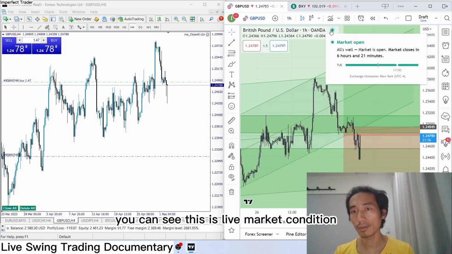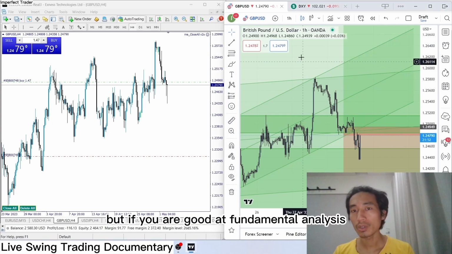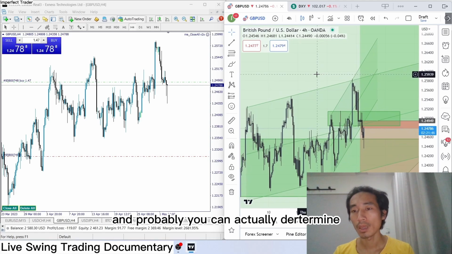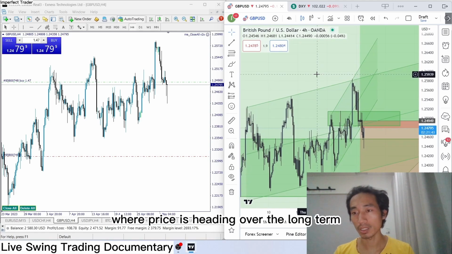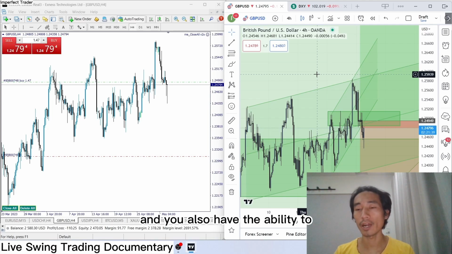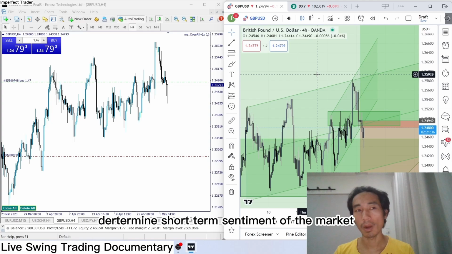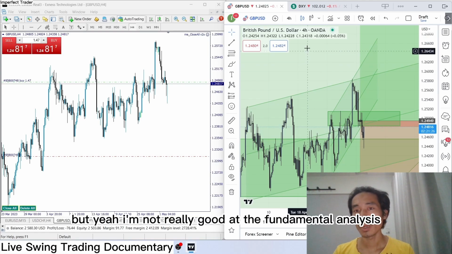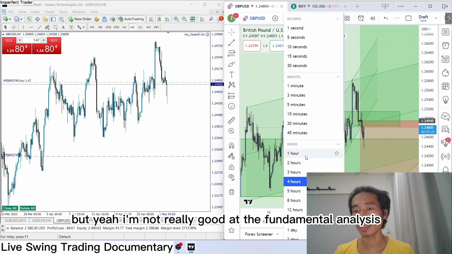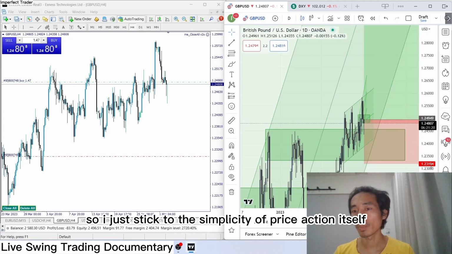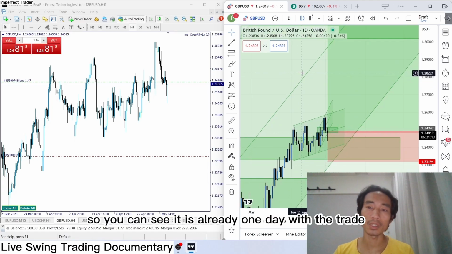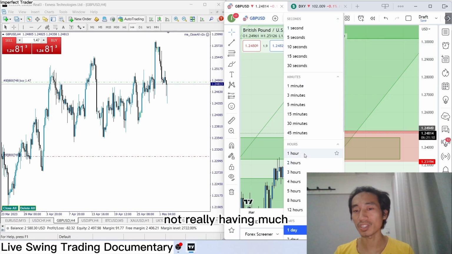You can see the live market condition. But if you are good at fundamental analysis, then probably you can determine on a macro level where price is heading over the long term, and you also have the ability to determine the short-term sentiment of the market, which is very useful for short-term swing trade. But yeah, I'm not really good at fundamental analysis, so I just stick to the simplicity of the price action itself. So you can see it is already one day, but the trade is not really moving much.